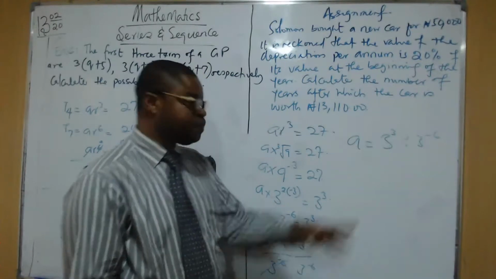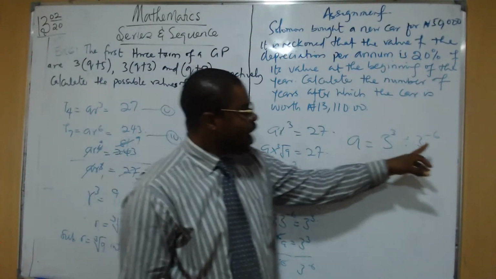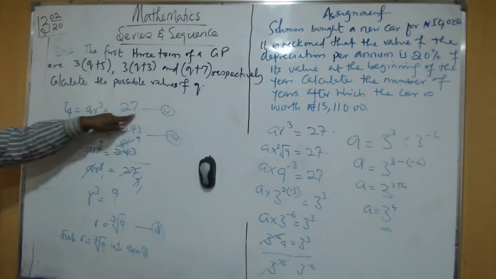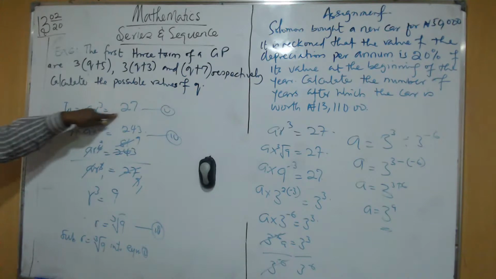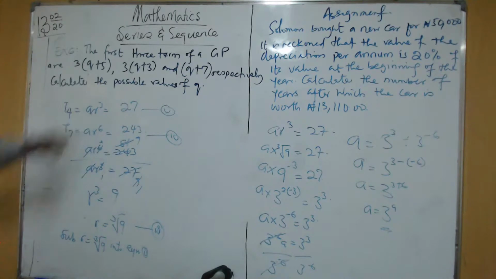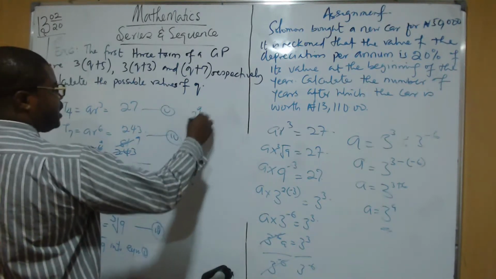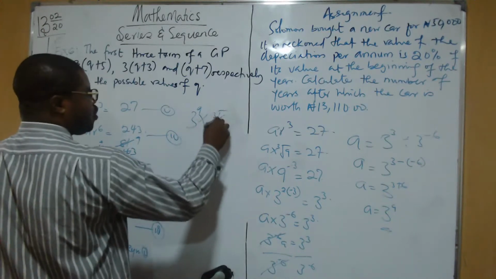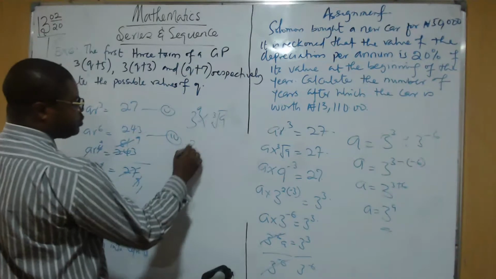Law of indices again says when the bases are the same and we are dividing, I subtract the powers. Having known that, we will know our A, we will know our R. Let's see if our answer is right. Mind you, we said A times R cubed must give us 27. So if we don't have this 27, our answer is wrong. Here we have our A to be 3 raised to power 9 times our R, the cube root of 9.